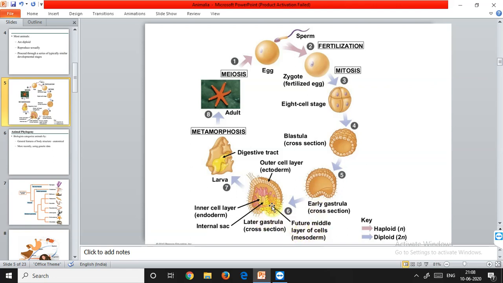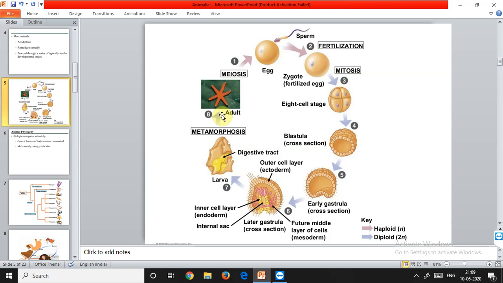So this picture shows the middle layer, the outer layer and the inner layer being formed, called the endoderm, ectoderm, and mesoderm. So endoderm is the innermost layer, outermost is ectoderm, and this is mesoderm. So this is all by the repeated division, and then the larva is formed. Larva undergoes metamorphosis. Metamorphosis is the development of an early stage of something into an adult stage. So sometimes it is progressive and sometimes it is retrogressive.